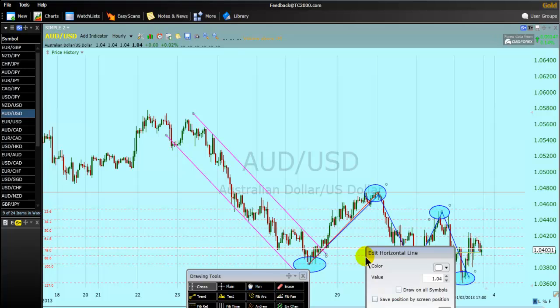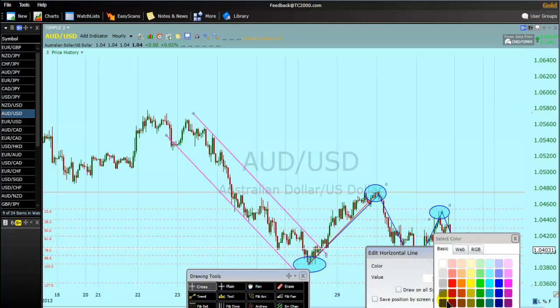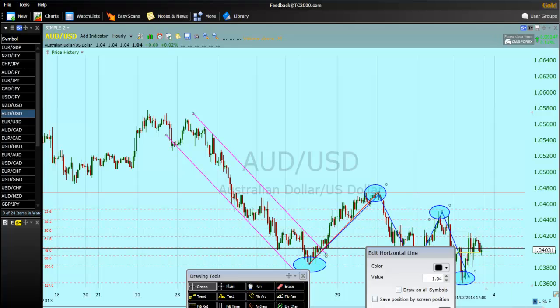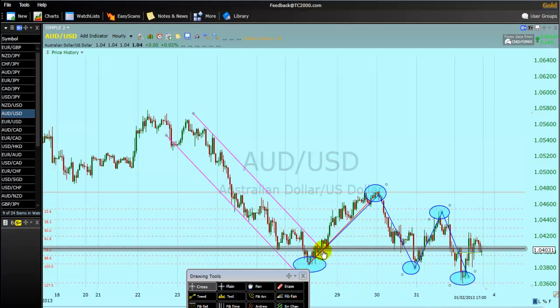All right, pay attention. I'm calm now. I'm talking slowly. So this is the black line. This is 78.6%. According to the theory, the retracement XA to AB should be 78.6%.